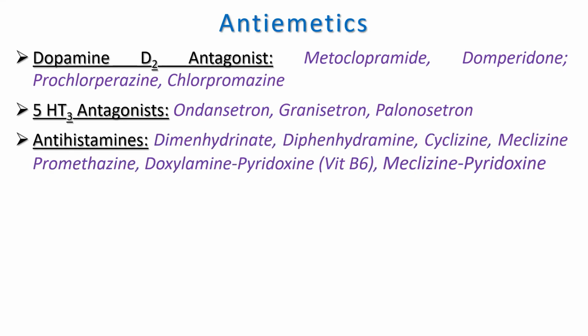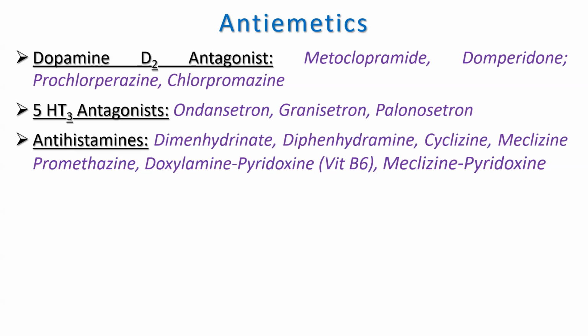Then we have antihistamines, and these are mainly the first generation which cross the blood-brain barrier, and these are H1 blockers. Dimenhydrinate, diphenhydramine, cyclizine, meclizine, very similar names. Promethazine, very strong antiemetic. And then we have combination. Pyridoxine can also work in morning sickness. Remember we discussed, which is vitamin B6. So for pregnant females, they combine doxylamine with pyridoxine or meclizine with pyridoxine.